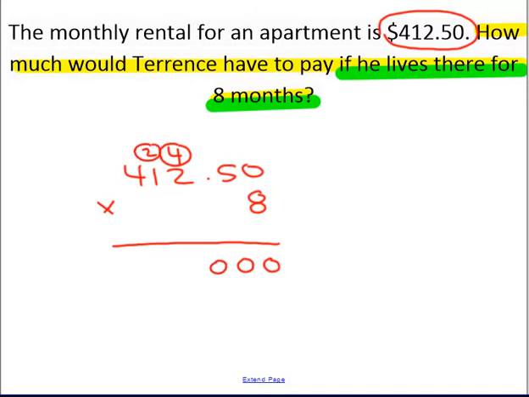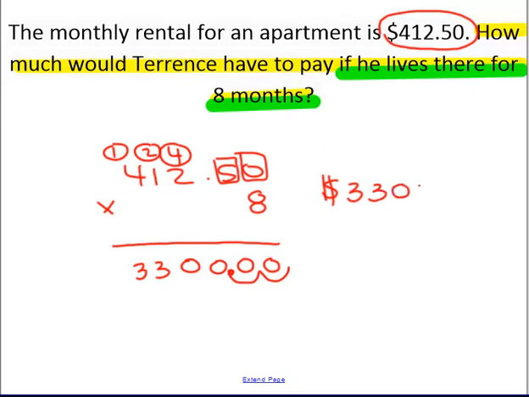8 times 1 is 8, plus 2 is 10. Got a lot of zeros here. 8 times 4 is 32, plus 1 is 33. Now, we have 2 spots after the decimal, so we're going to go 1 and 2. So Terrence is going to pay $3,300.00 for his apartment for 8 months.